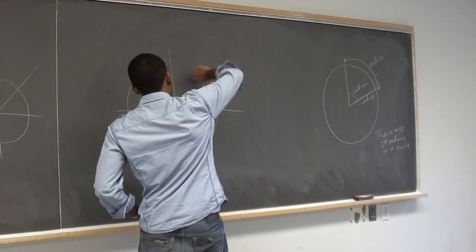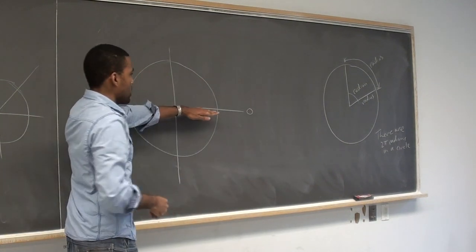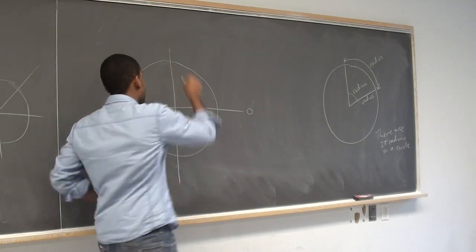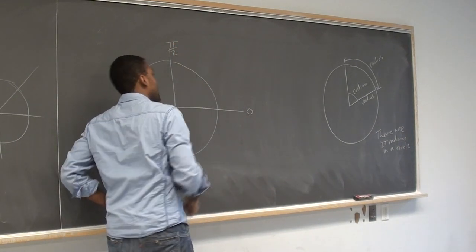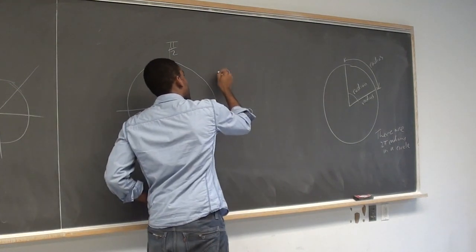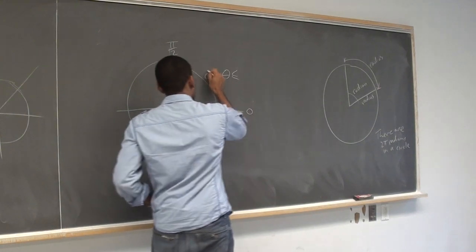So here's my circle in R2. This is the angle where the angle is 0. When I open to here, what's going to be the angle? Pi over 2. That's correct. If theta is the angle of here, what is the range for theta that defines the first quadrant? 0 to pi over 2. That is correct.